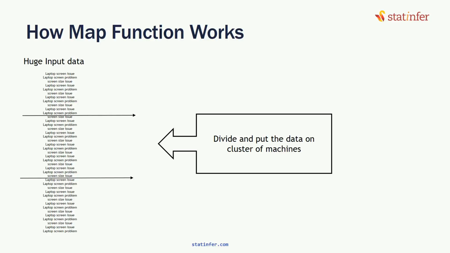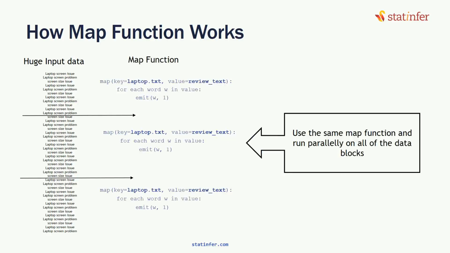Now we can use MapReduce. We can apply it on each of these data sets simultaneously. Running a MapReduce program or word count on a huge dataset file takes a lot of time, but if you run the map programs on smaller pieces simultaneously, you can save a lot of time. So you divide the data, put it on a cluster of machines, and then on each piece you can apply the same map function.